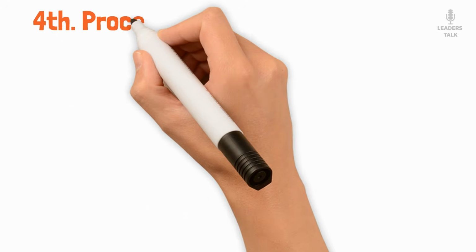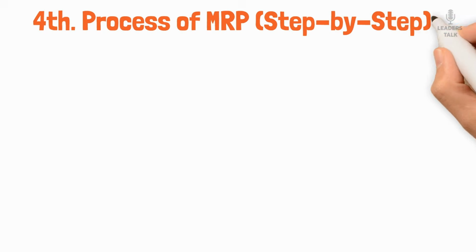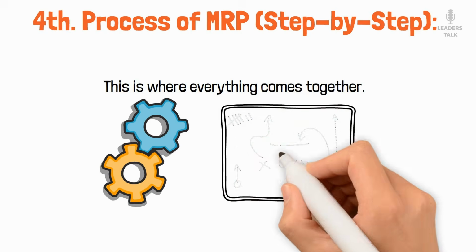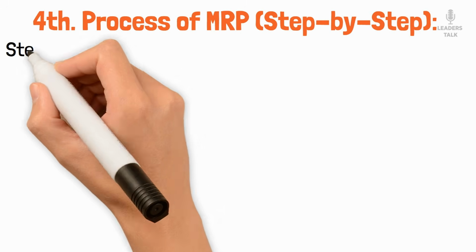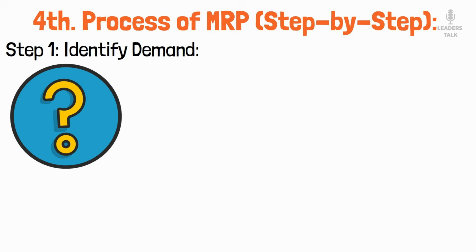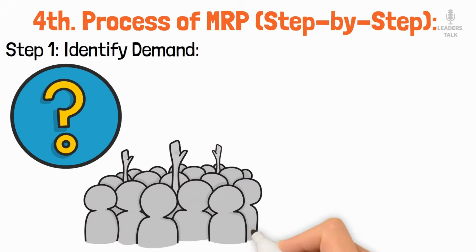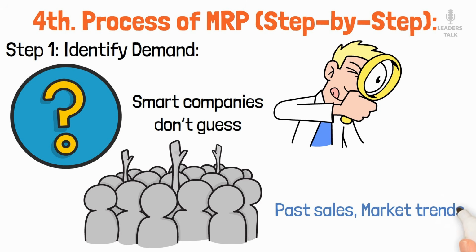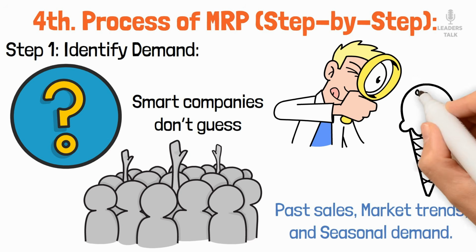Fourth, process of MRP, step by step. This is where everything comes together. It's not just a process, it's a decision-making engine. Step 1, identify demand from MPS, what needs to be produced. MRP starts with demand, but smart companies don't guess. They analyze past sales, market trends, and seasonal demand. For example, ice cream demand spikes in summer.